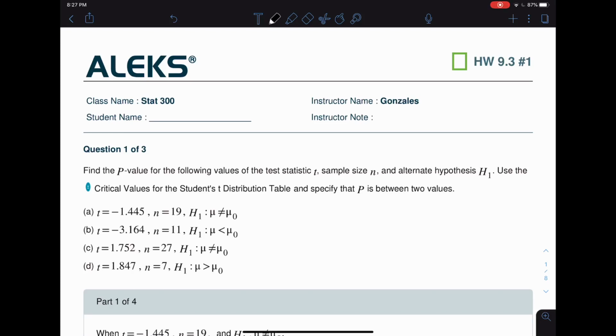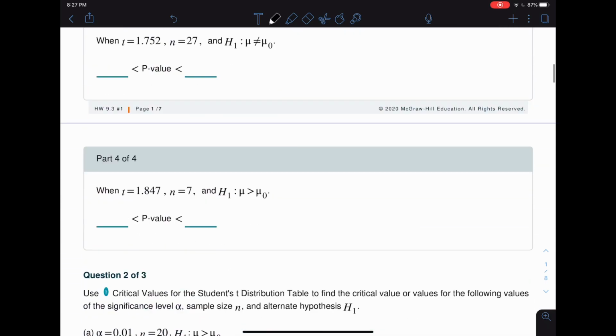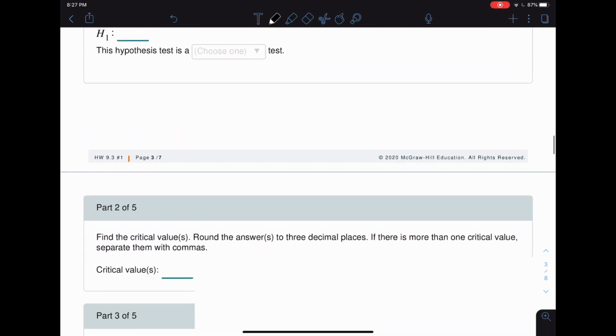I would like to go over some problems on the assignment side of ALEKS, covering the problems that we have in section 9.3. Now, 9.3 is a section where we're doing hypothesis testing, just like we did in 9.2, but there is one major difference, and we can see that on the formula sheet. Let's go down there.